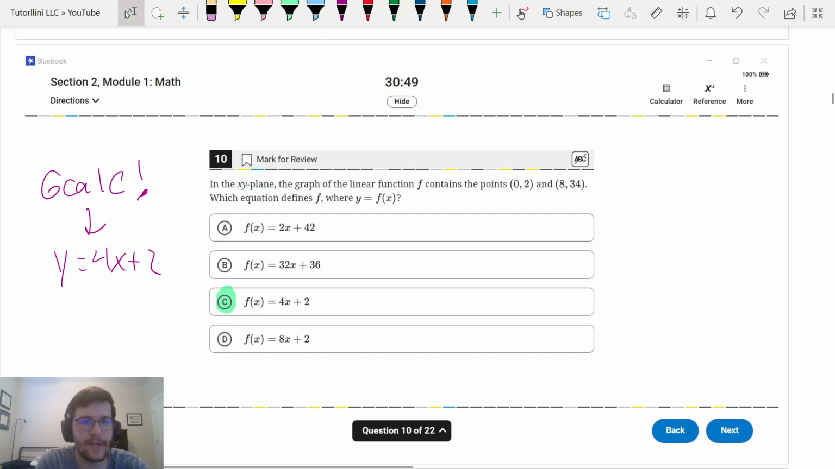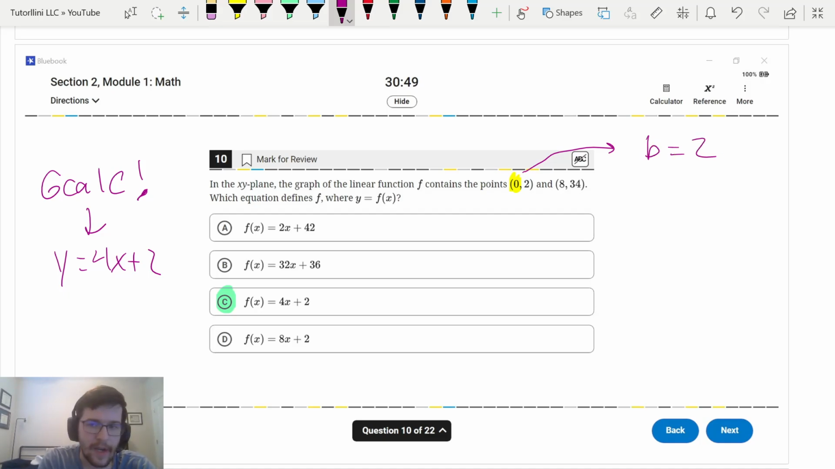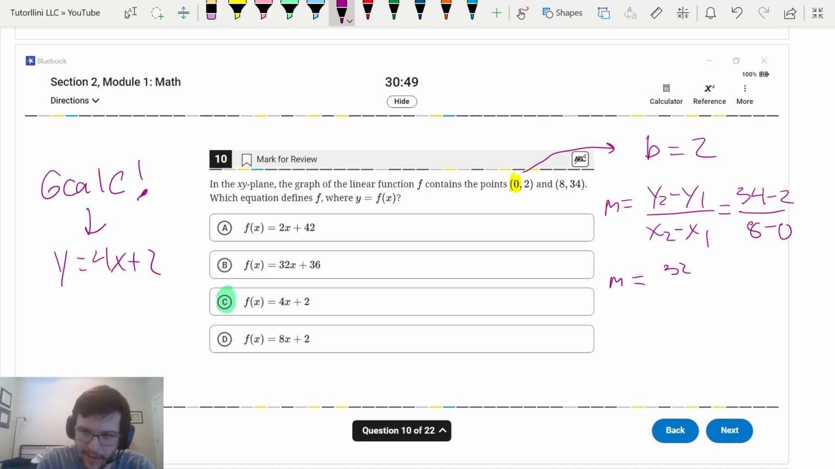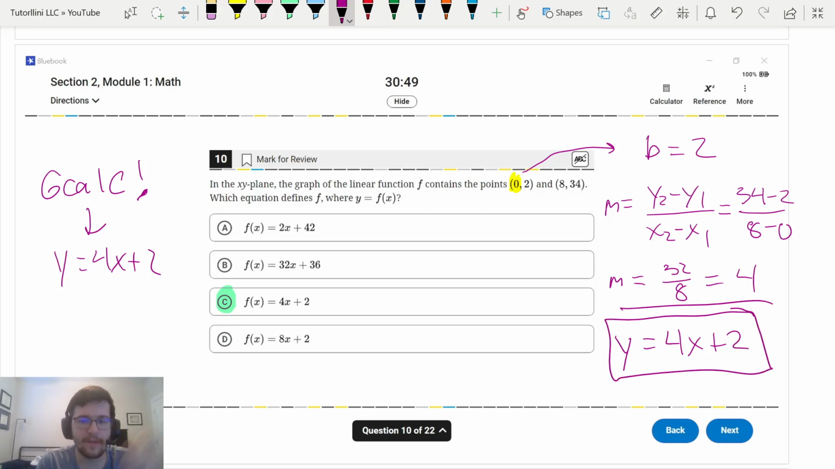So first, you should recognize always, whenever you have x is 0, that's the y-intercept. So for this guy, b equals 2, because the y-intercept is 2, and b is the y-intercept, the y-coordinate of the y-intercept. Now we do the slope formula to find the slope, and then we're done. So this is y2, 34 minus 2 over 8 minus 0. Okay, that is 32 over 8, which is 4. So now mx plus b, so y equals 4x plus 2. So as you can see, you get the same thing, but again, a little bit faster, a little bit more reliable if you used the graphing calculator. So 10 is C.